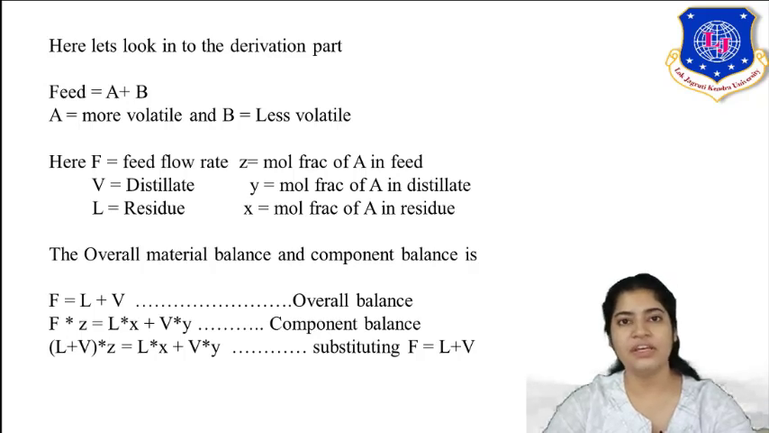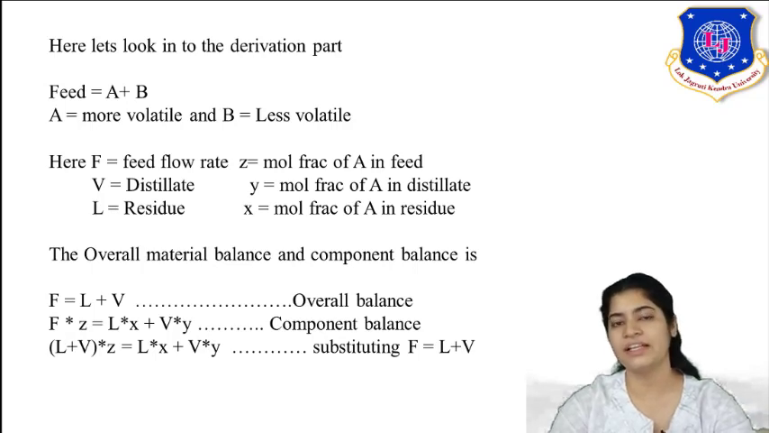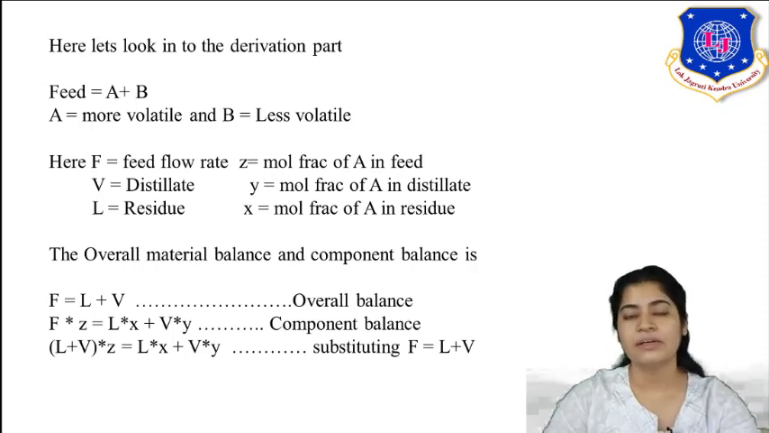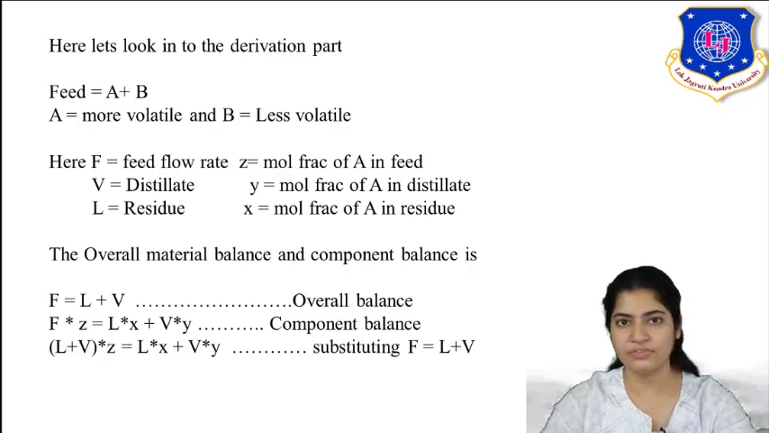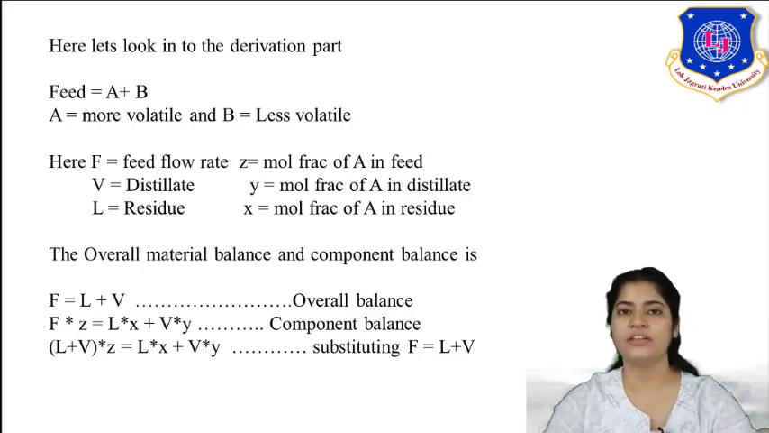What is V? V is the distillate. Your vapors are produced on heating. Those vapors you are collecting, condensing, and then liquefying. On condensing you get a liquid. So what is that? That is your distillate. It is enriched with more volatile component. So what is V? Distillate, rich in more volatile component. L is what? L is the residue which you get in the bottom.